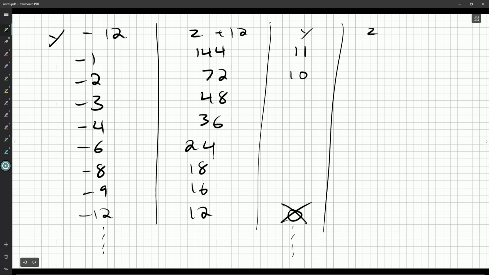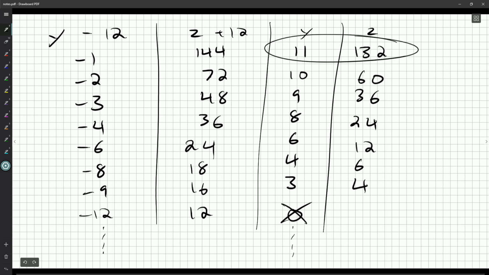Okay, so the y values are 11. Just keep adding 12 to both sides. So 10, 9, 8, 6, 4, 3. And the z values now I need to subtract 12, so that'll be 132, 60, 36, 24, 12, 6, 4.